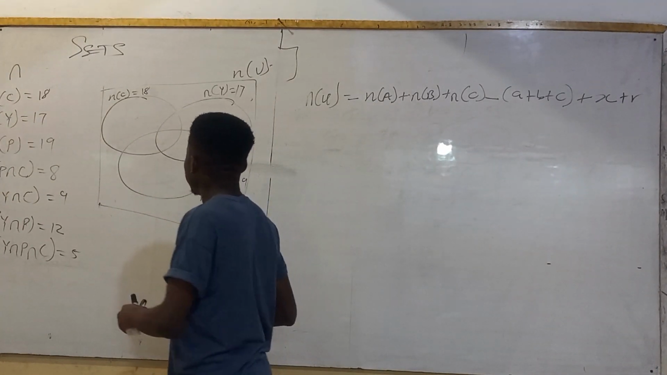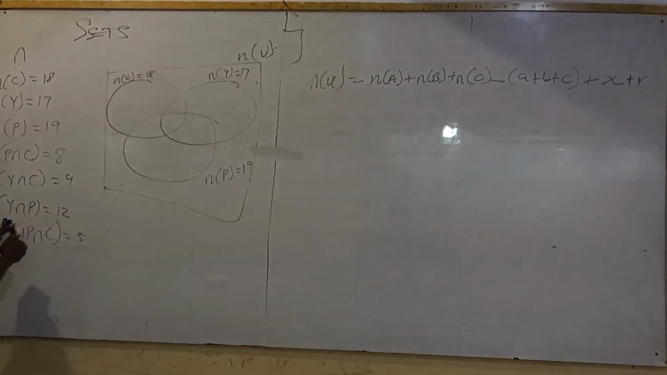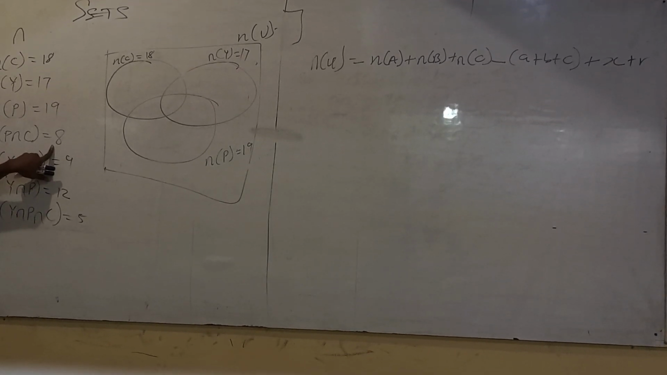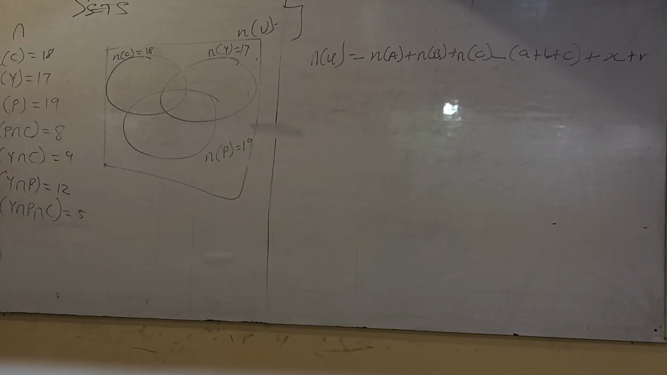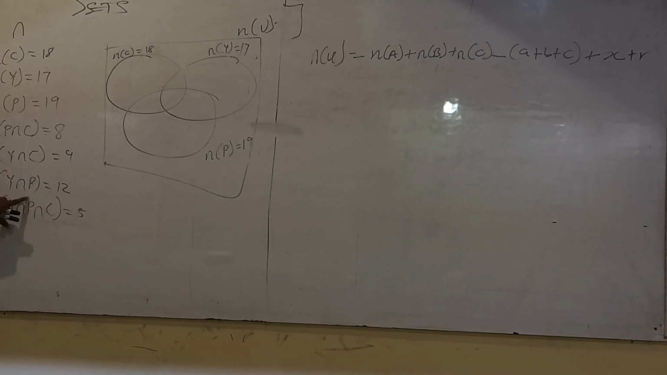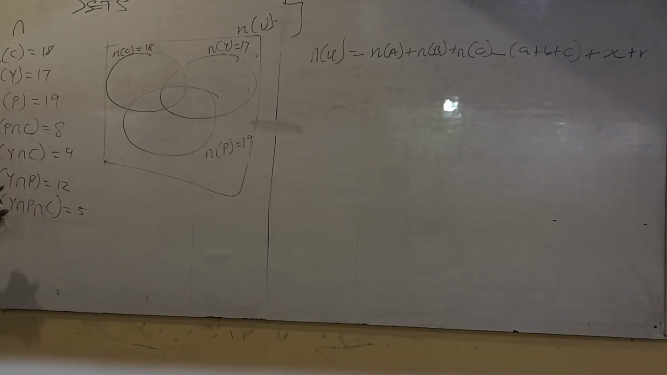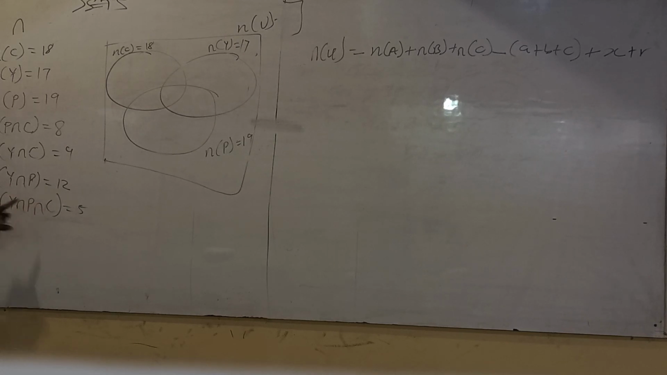19, right? And they've given us the plantain intersection corn, and that of yam and corn. They've given us yam and plantain. But listen, they didn't say yam and plantain only. They said yam and plantain, but they didn't specifically say only yam and plantain.